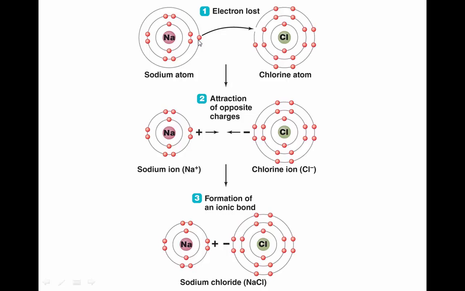So this electron from sodium is kind of easily attracted over here to this chloride atom. Now when that happens, we're left with a sodium ion with a positive charge and a chloride ion with a negative charge. Opposites attract. Positive attracts negative. These things are stuck together. We have an ionic bond.